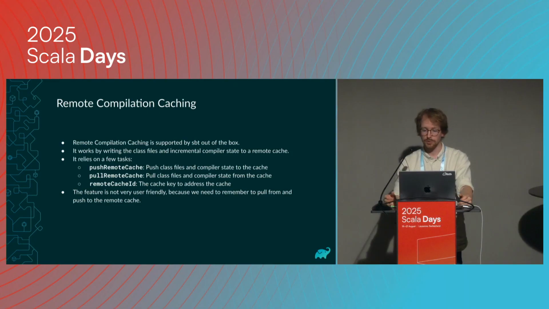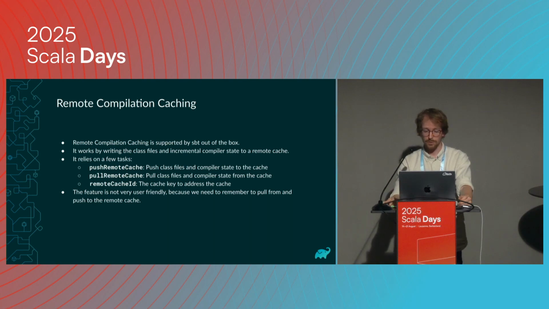One of those is pushRemoteCache, which, surprisingly, pushes to the remote cache. It takes the class files and the compiler state, creates an archive, and puts it in the remote cache. pullRemoteCache does the reverse. It just pulls from the cache, restores the incremental compiler state, and so on. remoteCacheId is the one that is used to create the cache key that we discussed before.